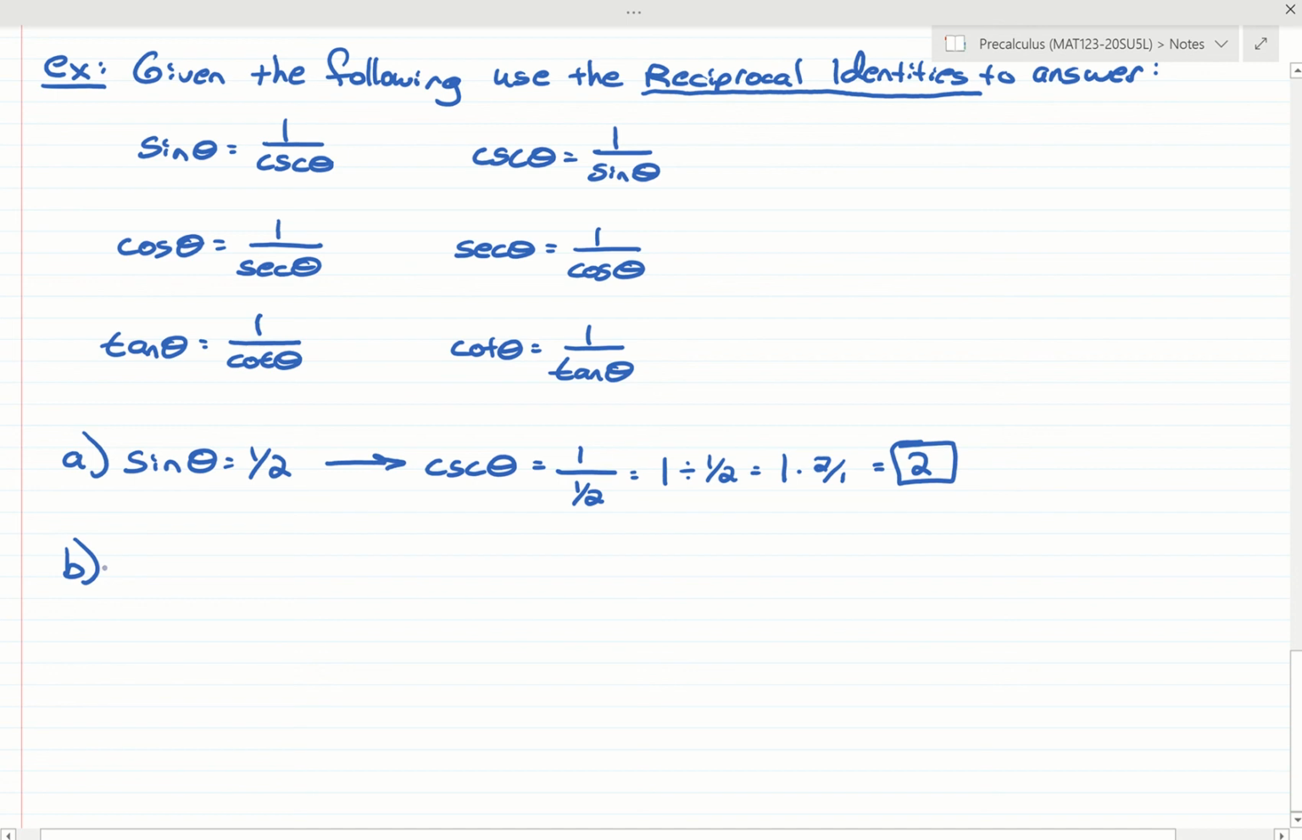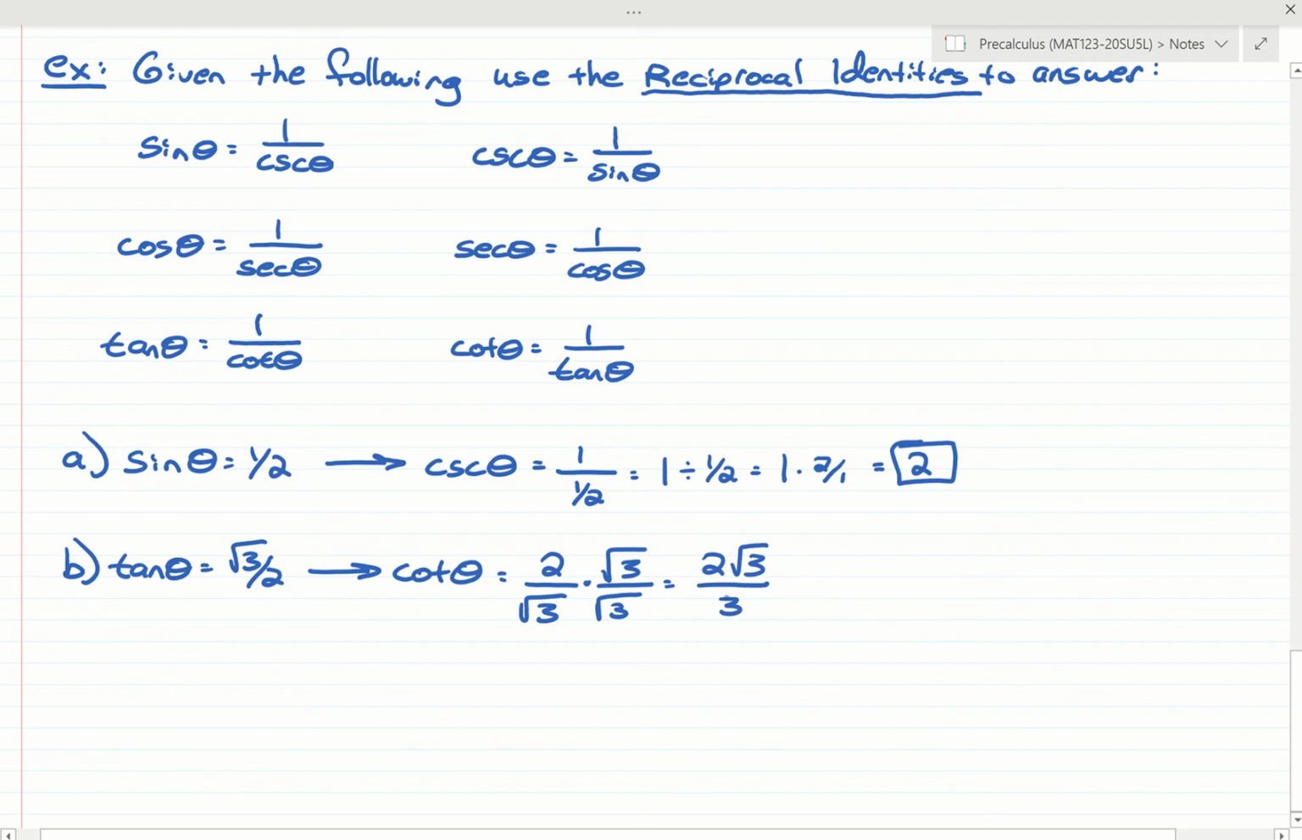Similarly, if we had the tangent of theta was equal to √3 over 2, what would the cotangent be? Well, we could just take the reciprocal. Tangent and cotangent are reciprocals, so we're going to do 2 over √3, and then we'll rationalize by multiplying by √3 over itself, which gives us 2√3 over the square root of 9. This would be our answer.